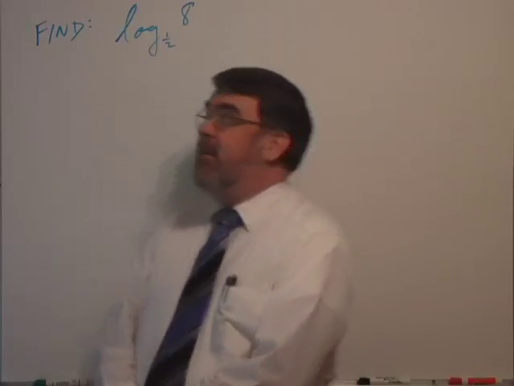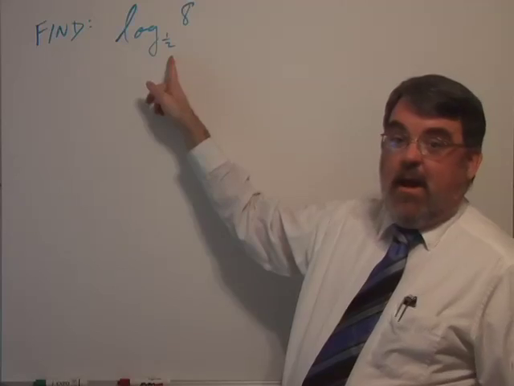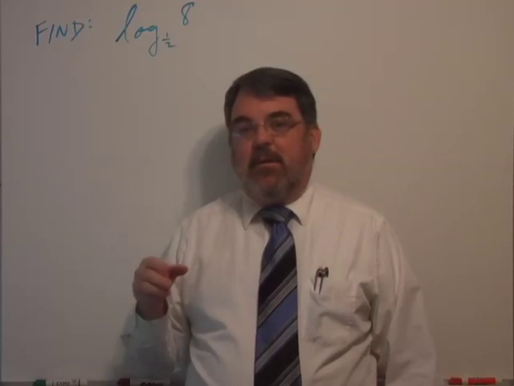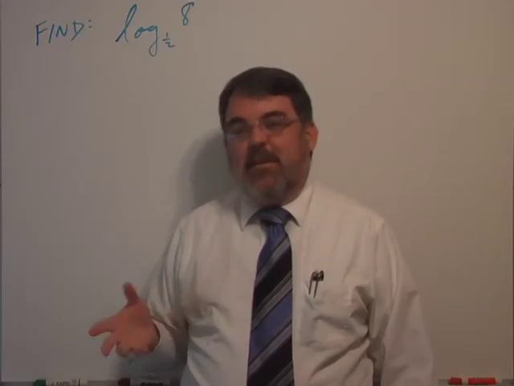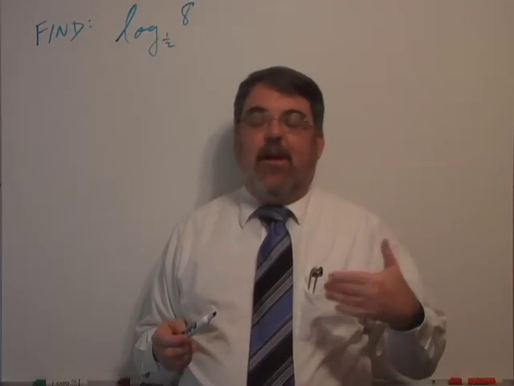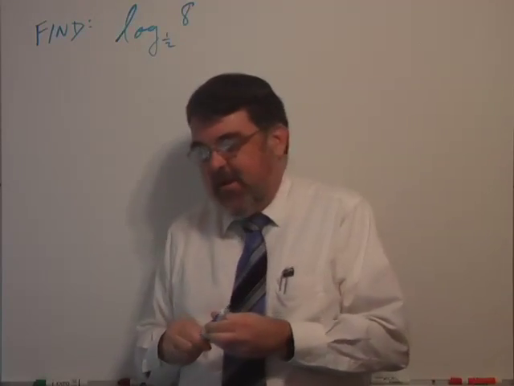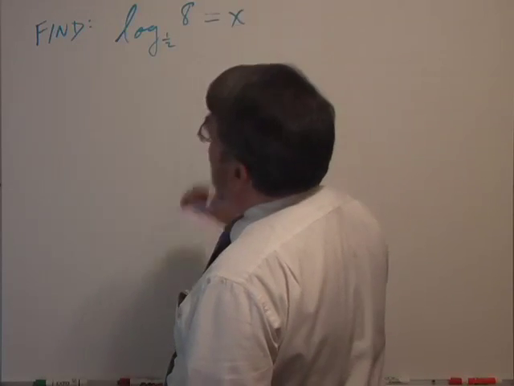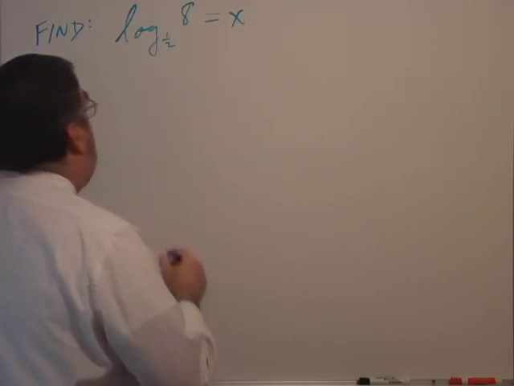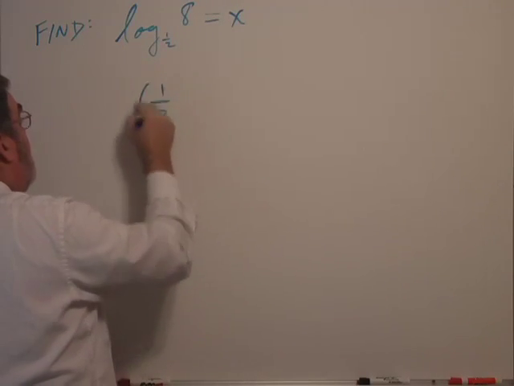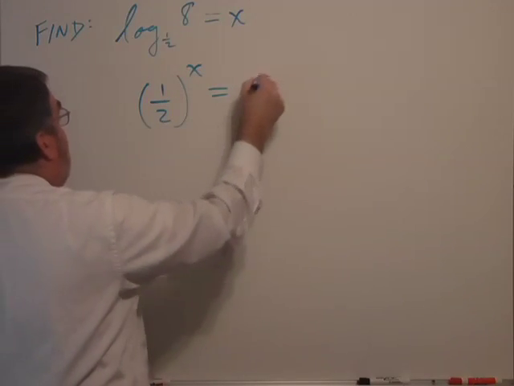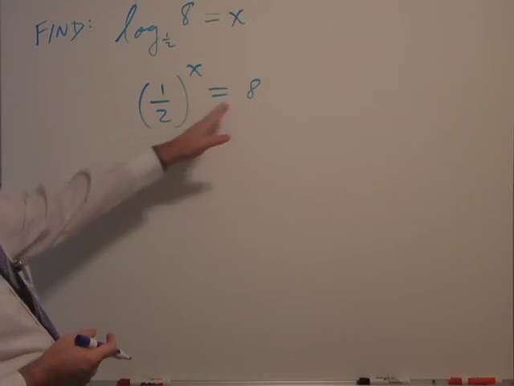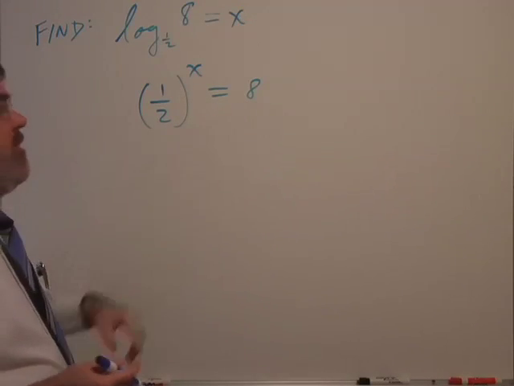Okay, let's find the log of 8 base 1/2. So a base can be a fraction. It can be less than 1. As long as it's positive, it's okay. And it's a little unusual to use a fraction as a base, but anyway, it's a good exercise for you. So I'm going to set this equal to x, and then change it to exponent form. And so my base 1/2 raised to the x power equals 8. And what in the world could that be? Well, to solve this, you want to think about getting a common base, and 8 is 2 to the third power.